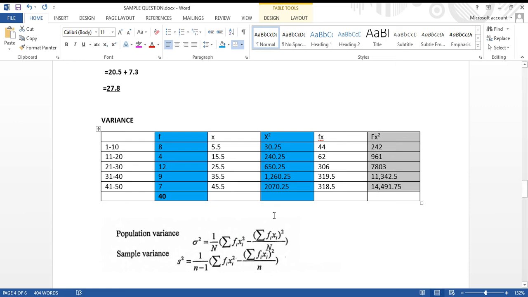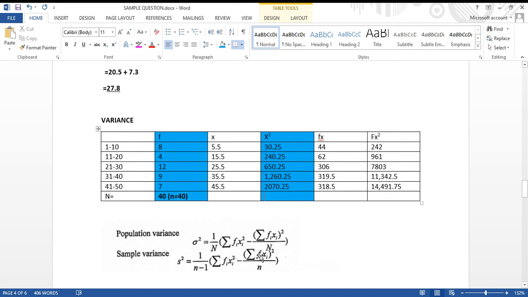Oh, we're going to have to square the total of f times x. So we're going to need three totals here first. The first total is our frequency column, because that represents n. So n equals 40. That's our total frequency.